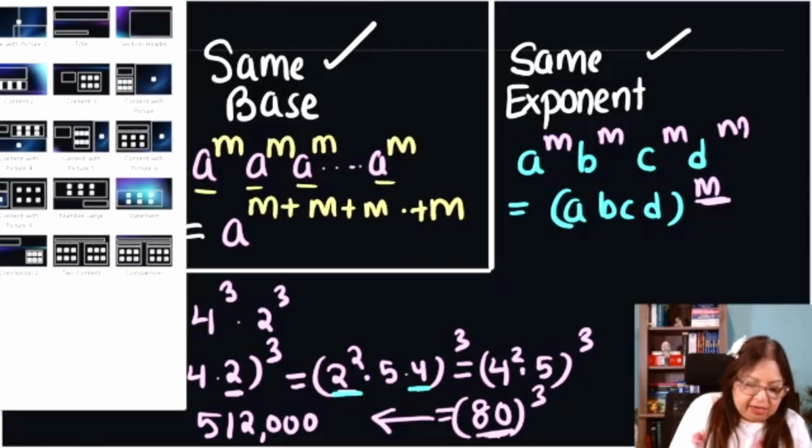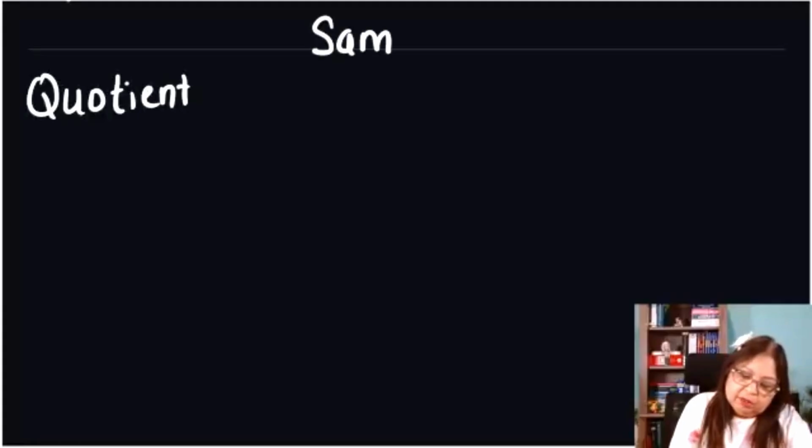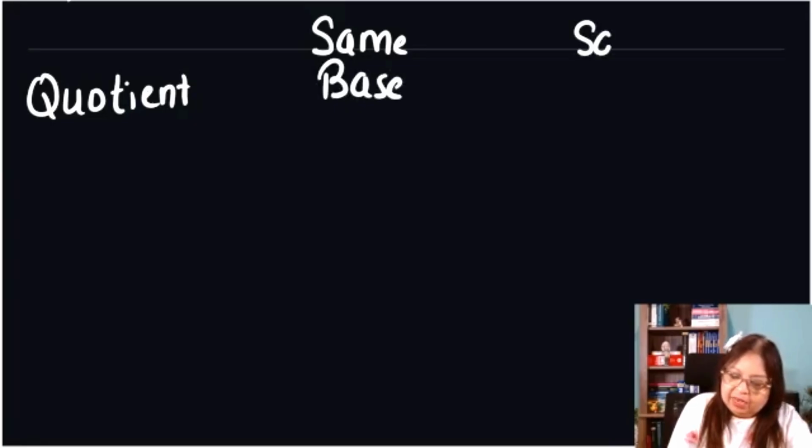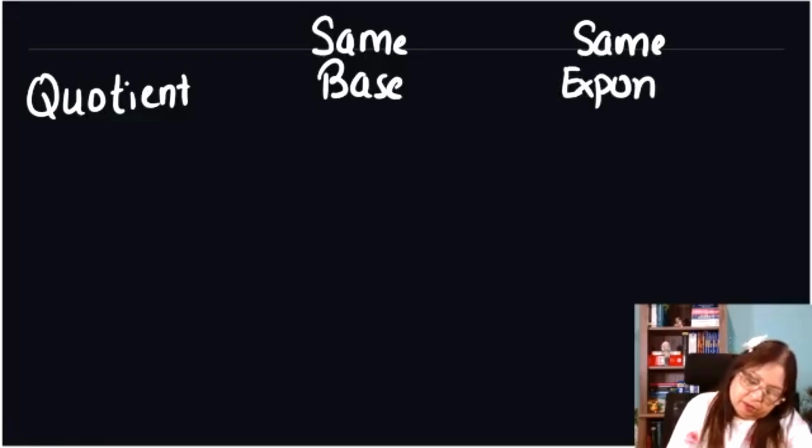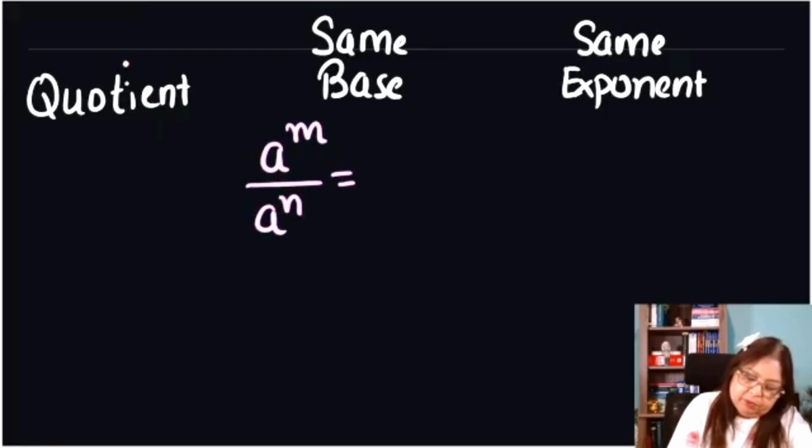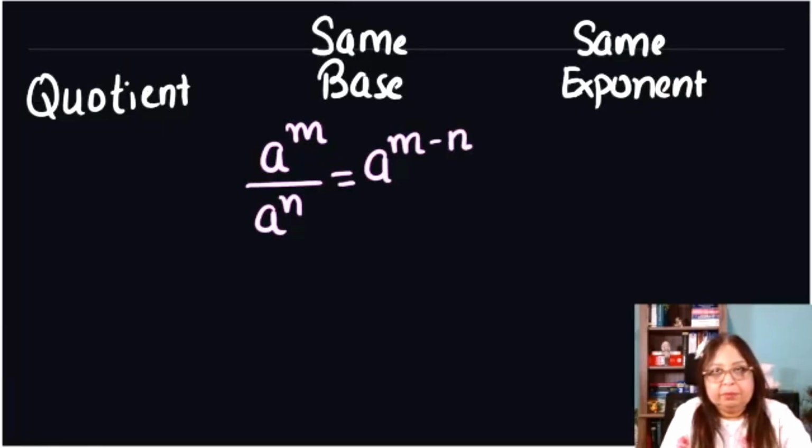Let me put another slide in here. So we're discussing quotient of powers. First we talk about same base, then we talk about same exponent. All right, so same base, a to the power m divided by a to the power n. What does this give you? A to the power m minus n.